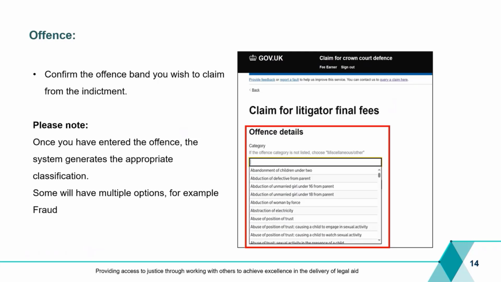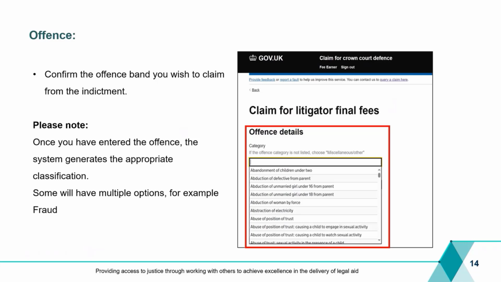Next, select the offence category. These will be the offences as they appear in the table of offences in the regulations. For each of these, once selected, it should auto-populate the appropriate offence class.